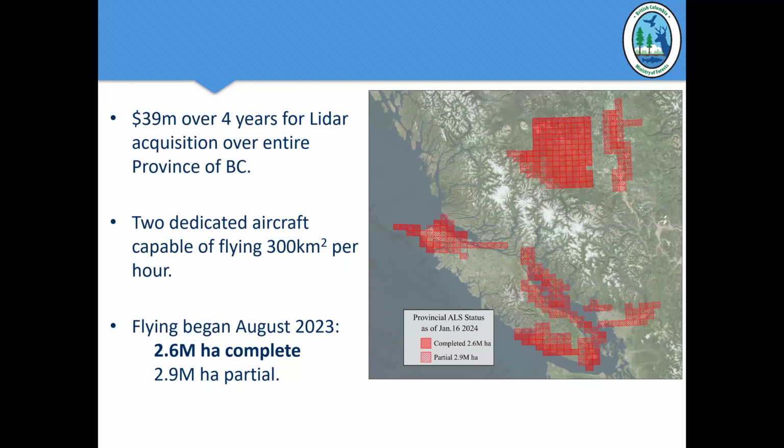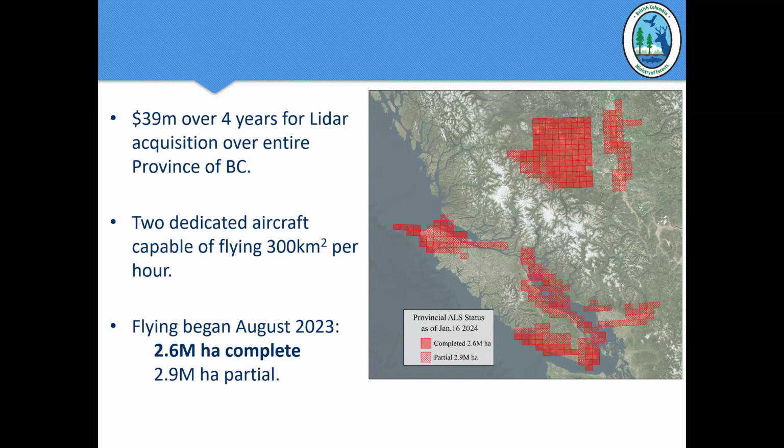So, just in summary, we're partnered with the Ministry of Water, Lands and Resource Stewardship, and GOBC is under that ministry. We're partnered with them in this program for a $39 million budget over 4 years, and it's pretty much to acquire LiDAR over the province and to get it out as open data, so as many people can use it as possible. We have 2 dedicated aircraft capable of flying 300 kilometers squared per hour. So it's a pretty ambitious program that we're embarking on here.